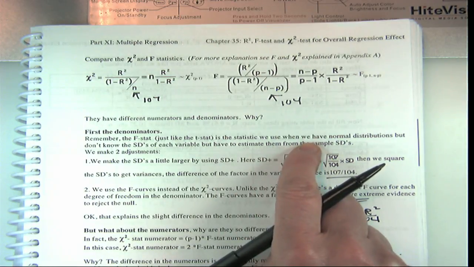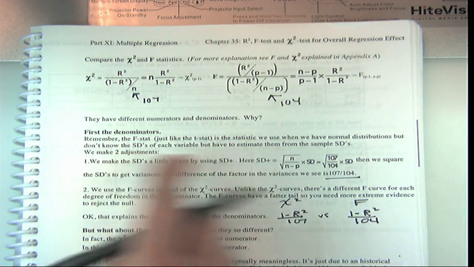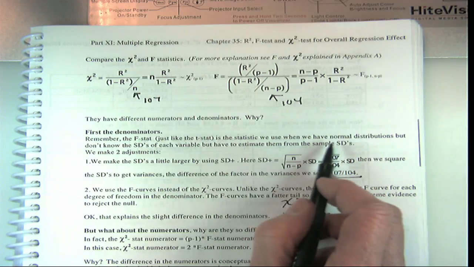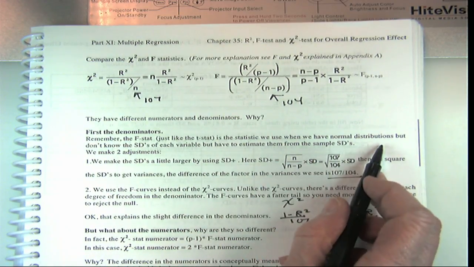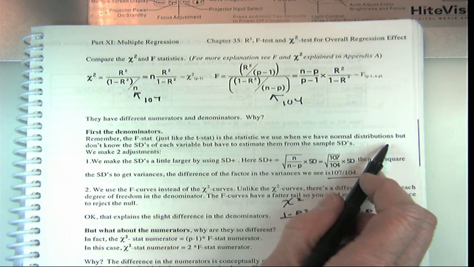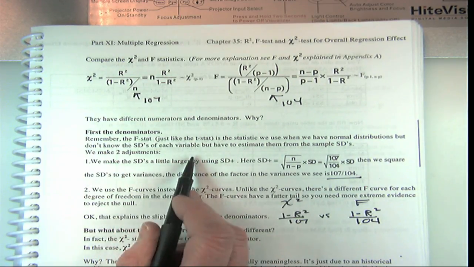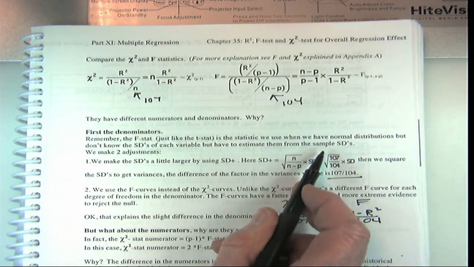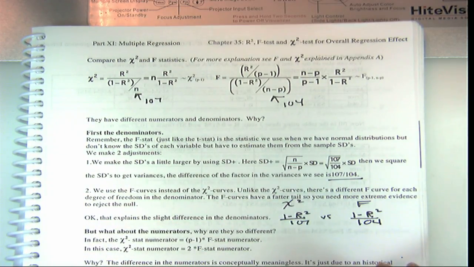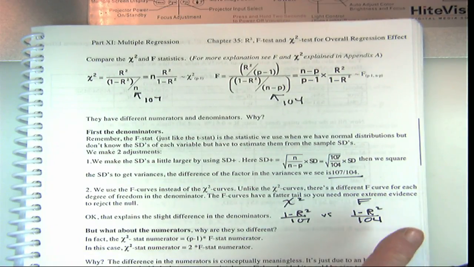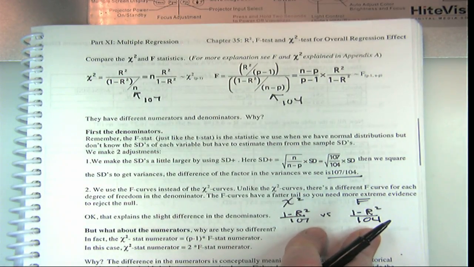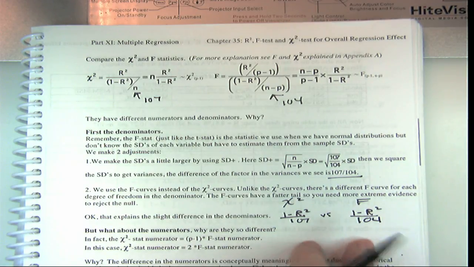It's a statistic we use. We have to do this SD plus thing. We make them a little larger. When we have a normal distribution, so we have to assume normality here, but we don't know the standard deviations of each variable and have to estimate them from the sample SDs. So we make them a little larger, and this is what we get. Okay, so you understand that. It's just what we've done before. And that's where that normality assumption comes in, to use the F and the t.